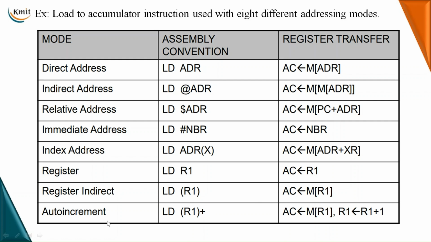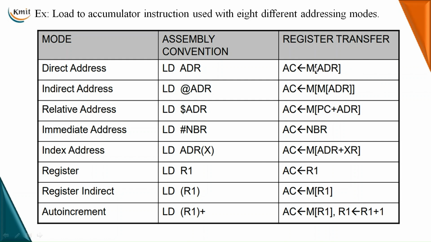In case of auto increment addressing mode, the contents of the register are nothing but your effective address, which is first accessed. The memory location is accessed based on the content of the register, and that will be your operand, which is loaded into the accumulator. Once the value is loaded into the accumulator, the register contents are incremented by 1. So this is auto increment addressing mode. R1 plus 1: suppose R1 is 100, then 101 is loaded into the register R1. This is how the register transfer operation takes place.